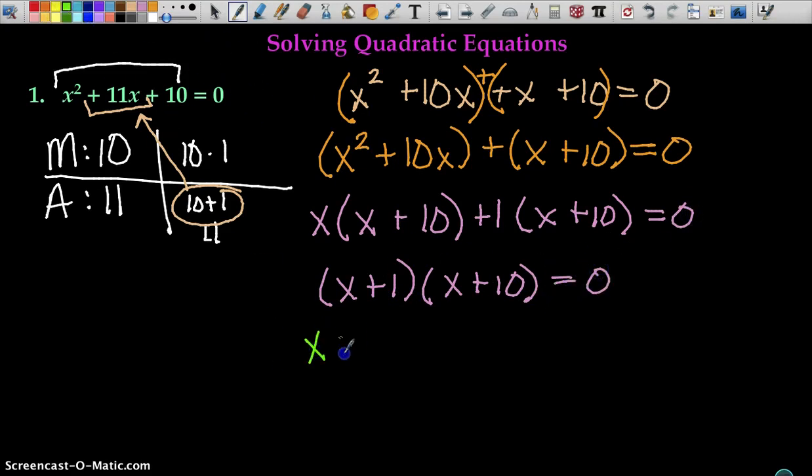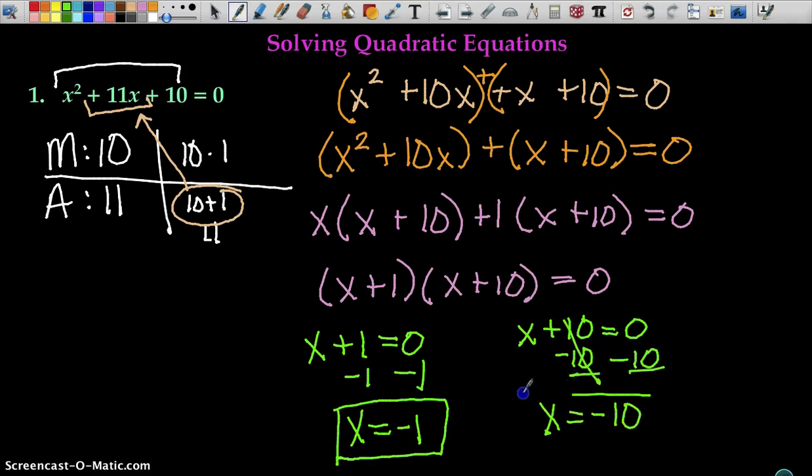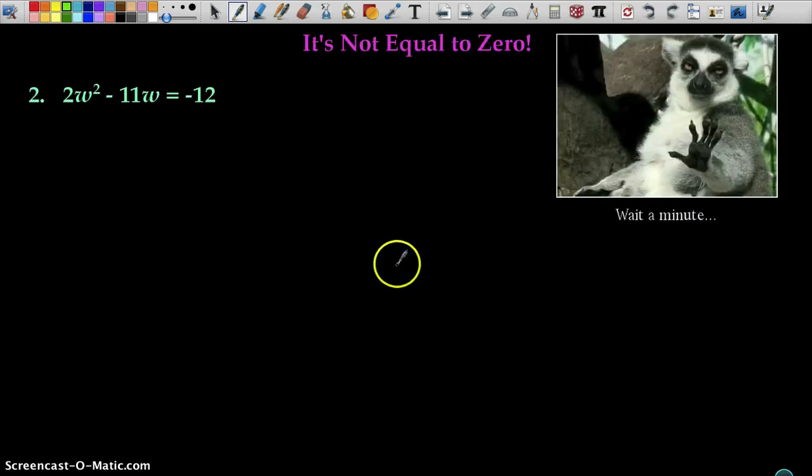So we set one set of parentheses equal to 0, subtract 1 from both sides, so x is -1. So there is one solution. And then we set our second set of parentheses equal to 0, subtract 10 from both sides, and we get x equals -10. There is our second solution. Okay, you got it? I know it was kind of quick, huh?